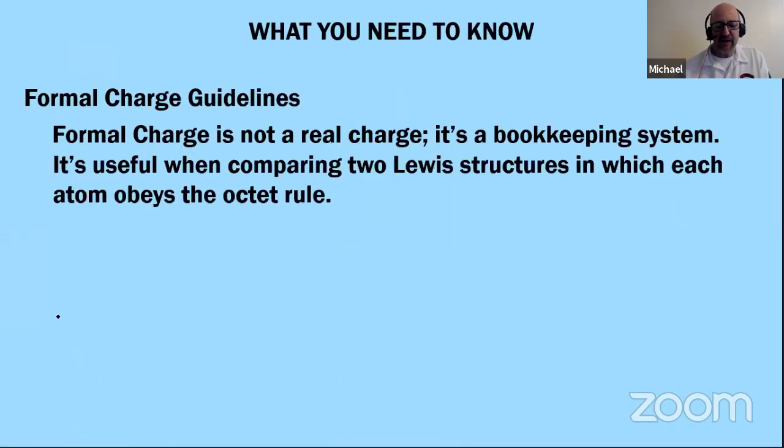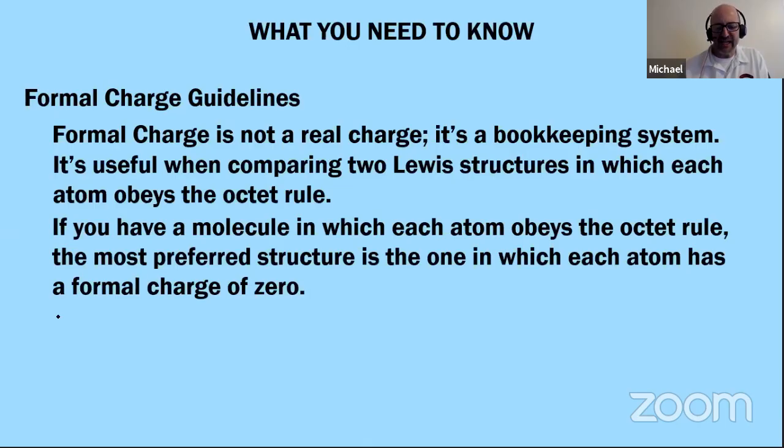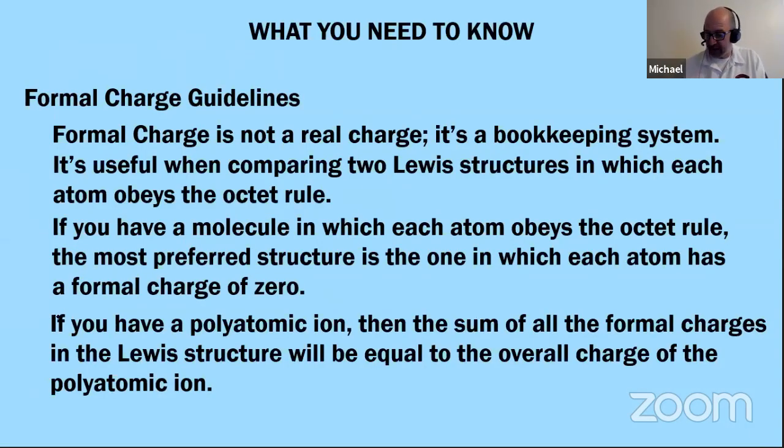All right, here are some other guidelines. I said it was a bookkeeping system, so it's not a real charge. If you have a molecule in which each atom obeys the octet rule, the most preferred structure is the one in which each atom has a formal charge of 0. Of course, if you have a polyatomic ion, like for example hydroxide, which I had given you before, it has an overall charge of -1.